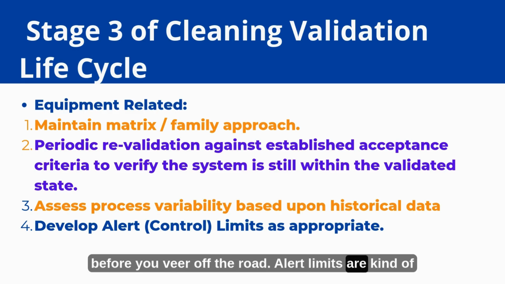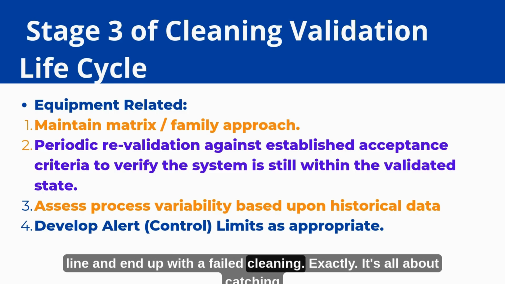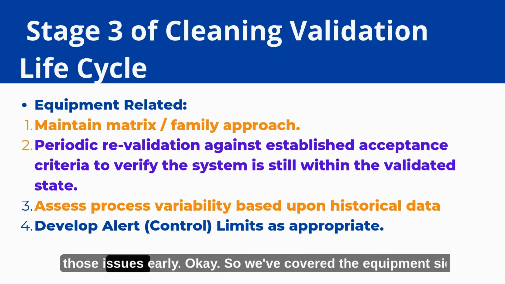Right. Alert limits are based on your historical cleaning data. So if your current cleaning results start getting close to that yellow line, it's a warning sign. Time to investigate before you cross the red line and end up with a failed cleaning. Exactly. It's all about catching those issues early.